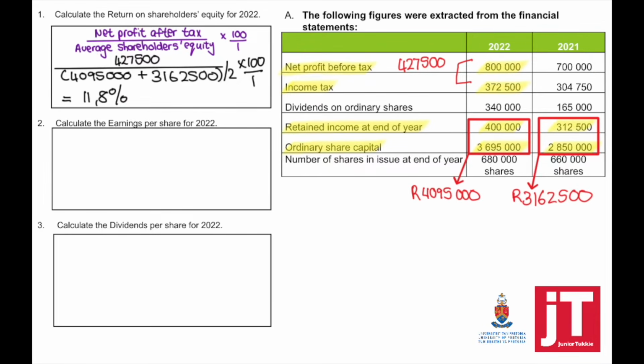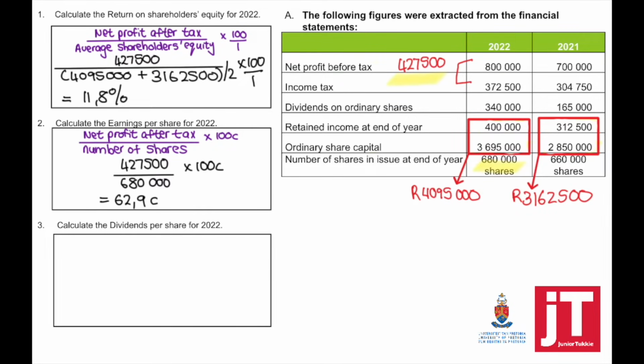My total return on shareholders' equity for this accounting period is 11.8%. It must be in percentage. Earnings per share is the net profit after tax divided by the number of shares. The net profit after tax we've calculated now in the first question. The number of shares at the end of the year is 680,000.